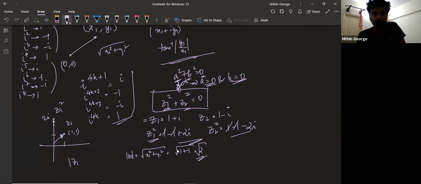What is mod of Z1 square? That's 2. It's 2i, right? You can see the distance from the origin is 2 units. So you can see that mod Z1 square is the square of mod Z1.